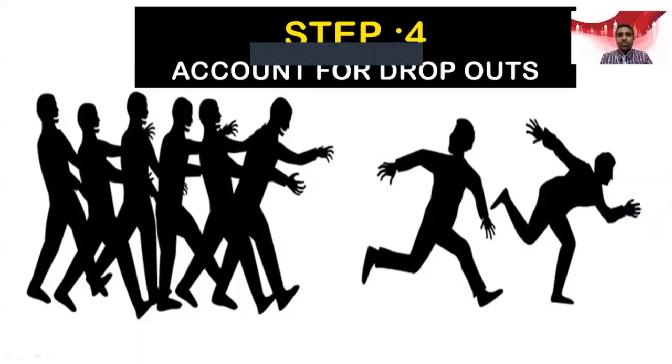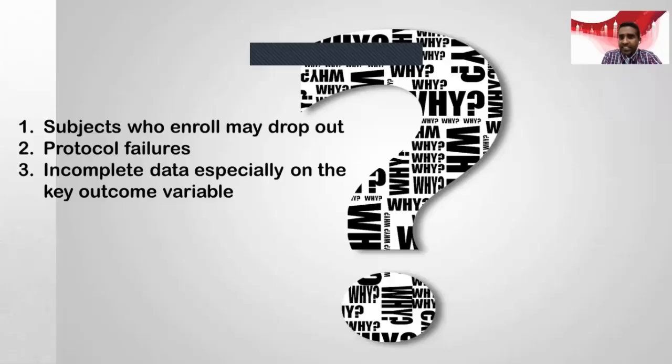Step 4 is accounting for the dropouts. In any study, we can expect a dropout for many reasons. First of all, the patient may not be interested in participating or continuing the study further, so he may go out. Or there may be some protocol failures, like if you open access and you find that it is non-vital, you cannot include that case for an anesthetic efficacy assessment. So it is a protocol failure, so you can remove that.